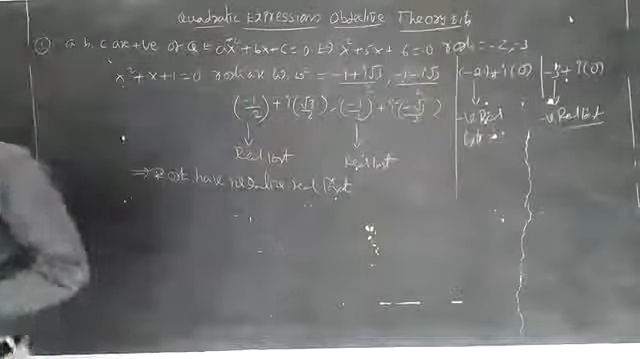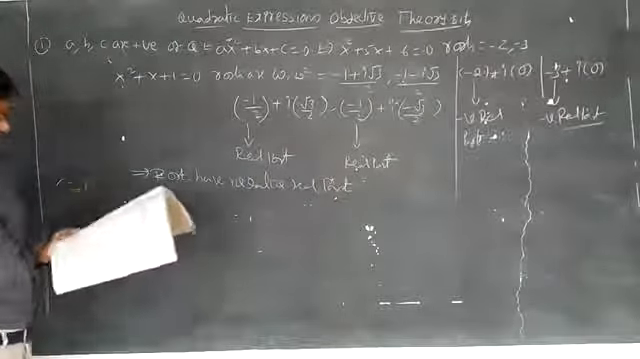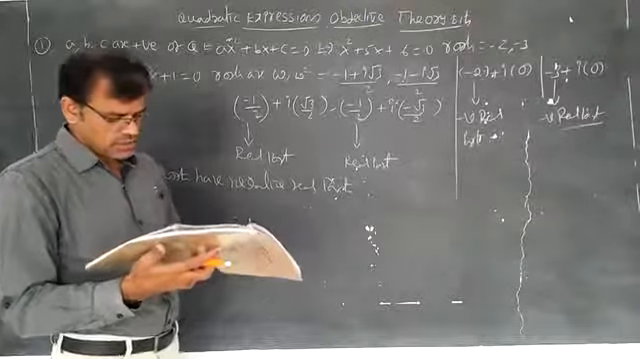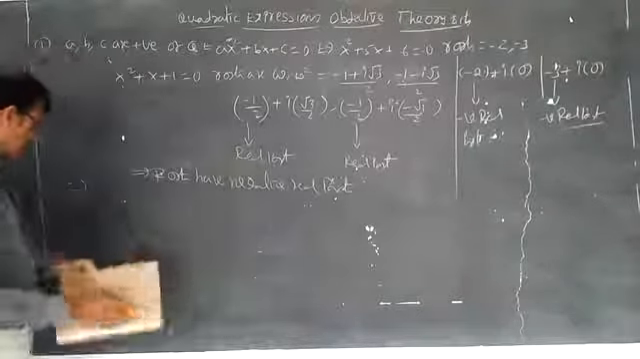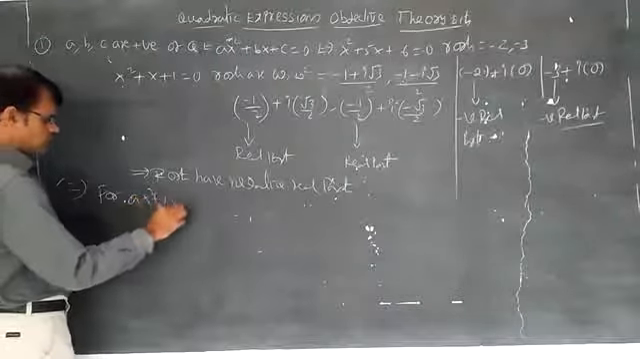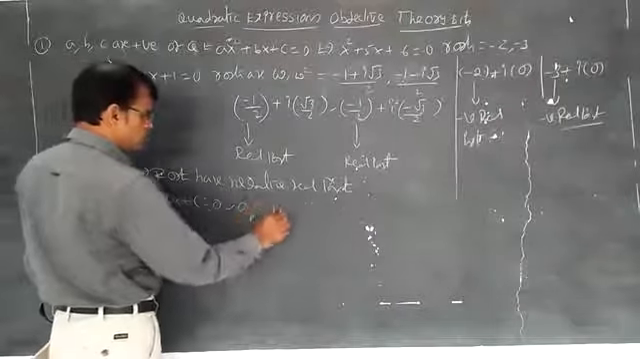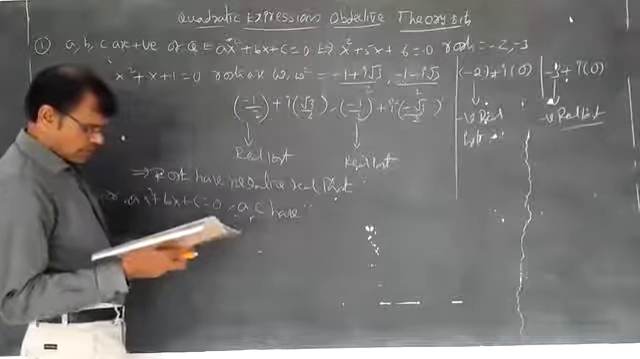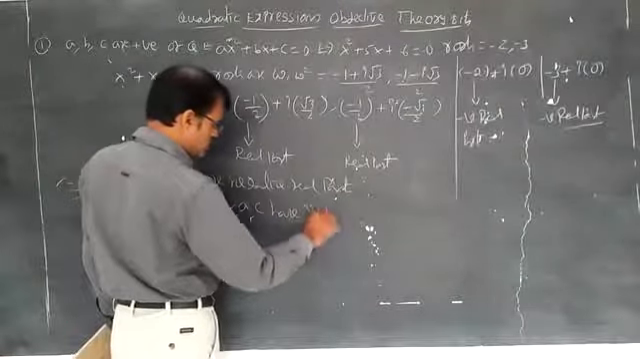Now, second question. In the quadratic equation ax square plus bx plus c equal to 0, if a and c have opposite signs and b is real, then the roots of the equation... Do a, c have the same sign or opposite sign? Opposite. a comma c have opposite sign. It does not discuss b.